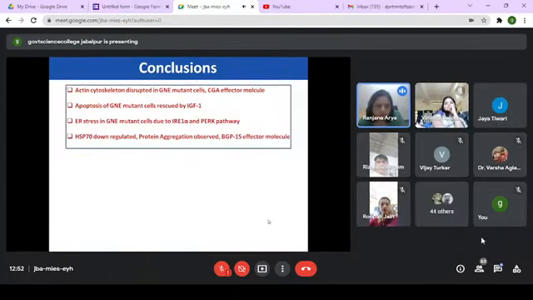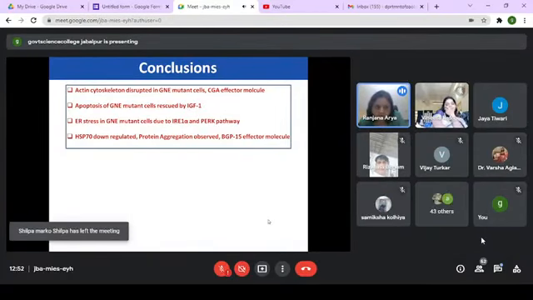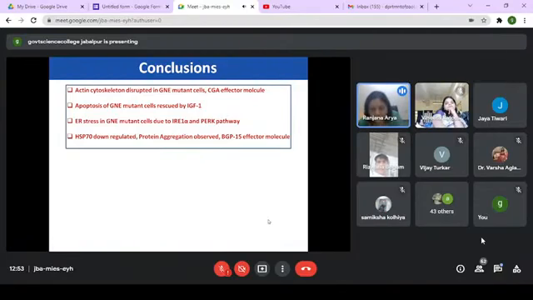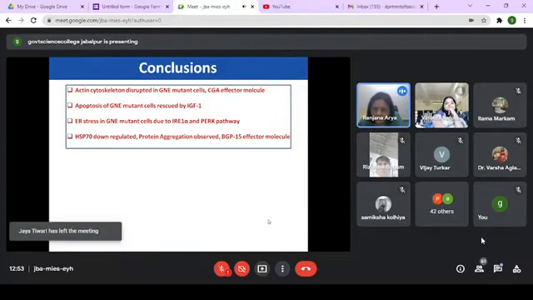So this was the actin, apoptosis, ER stress, and HSP70. These are all the cellular molecules and cellular pathways that have been identified, and looking at how these molecules are going to alter these pathways, we can come up with the drug molecules. Next, please.